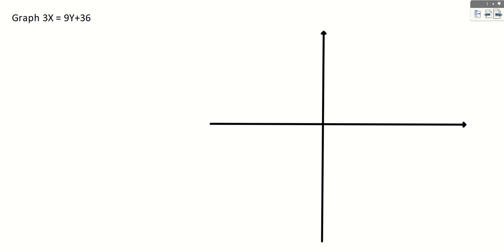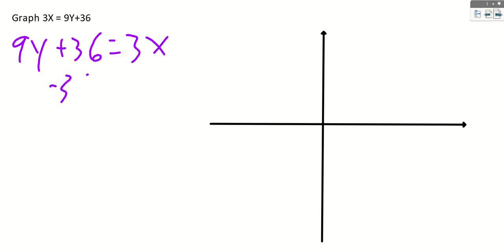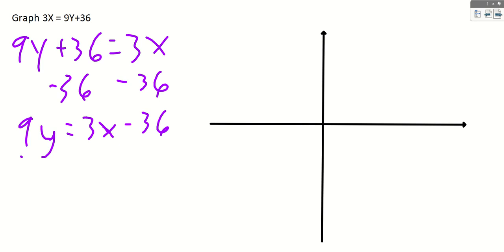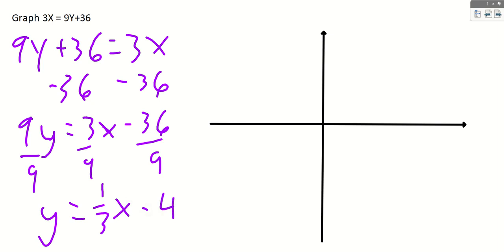All right, graph this. So what I'm going to do is I'm going to rewrite it as 9y plus 36 is equal to 3x. So all I did was I flopped which side of the equal sign everything was. I'm going to solve for y. And then divide by 9, and then reduce. So y equals 1/3 x minus 4. So that means to go down 4. From the dot I made at -4, I'm going to go up 1 over 3, make my second dot, and then connect them.